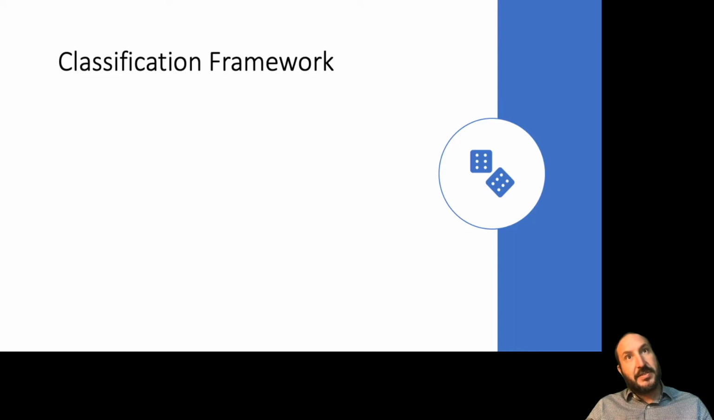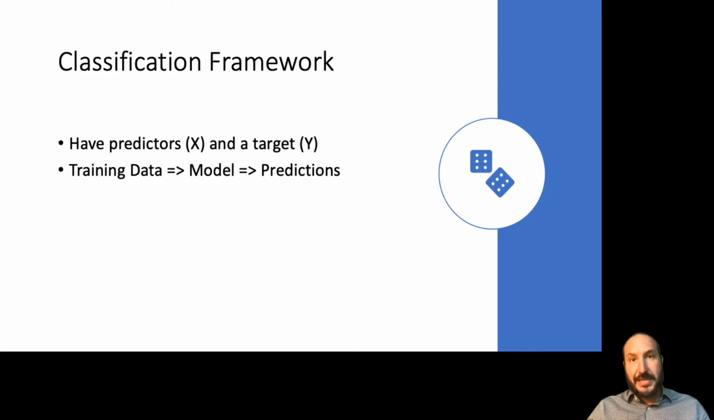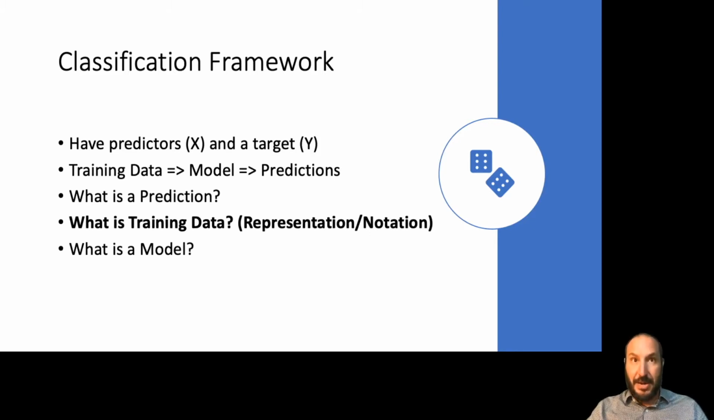But to revisit and give some context, we were talking about our classification framework where we have predictors represented by X and a target value represented by Y. And we're working in this paradigm where we say we're going to get some training data. From that training data, we're going to build a model, and then we're going to use that model to make predictions. And we wanted to define what we mean by each of those things. So in part 1, we talked about what is a prediction. And now we're on part 2, where we're going to talk about what is training data and talk about some representation and some notation about it.